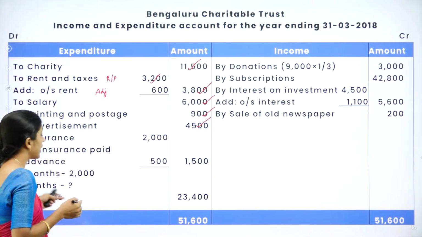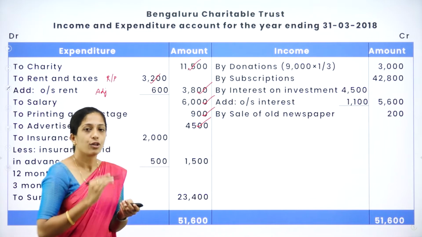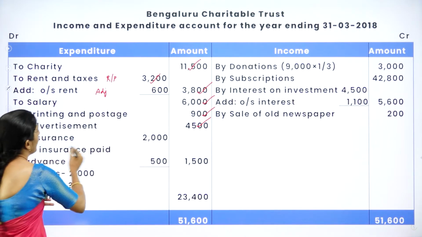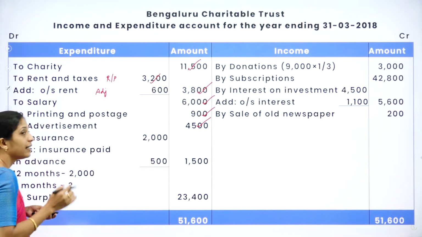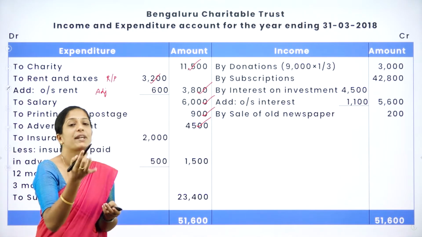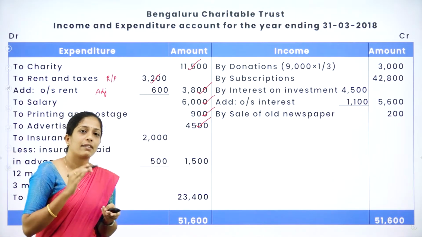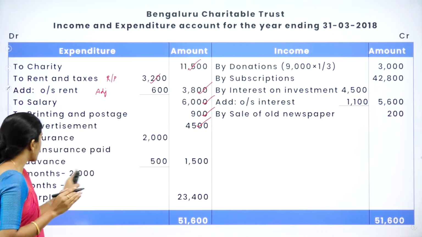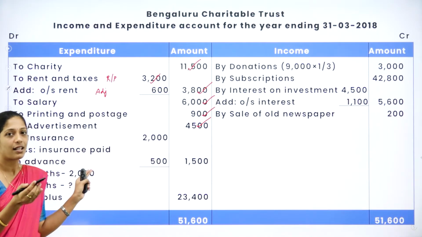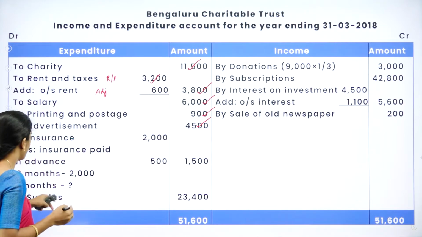How to calculate? For 12 months, they have paid rupees 2000. Then for 3 months, how much have they prepaid? Let us assume that they have paid 2000 for 12 months. Then 3 months is prepaid. For 3 months, how much?